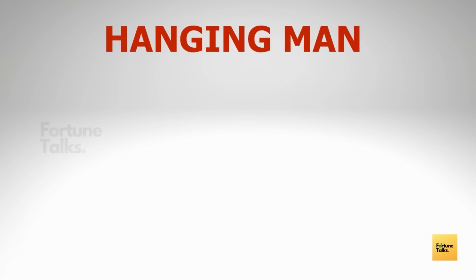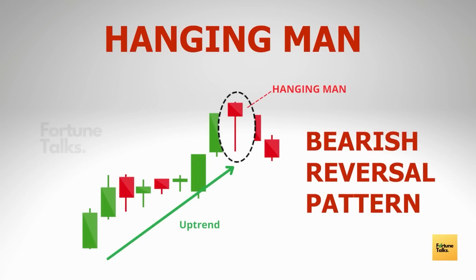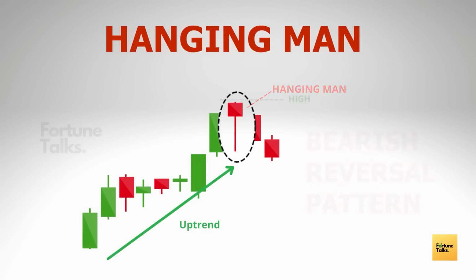A pin bar is said to be a hanging man when it appears at the top of a trend. Similar to the hammer pattern, the hanging man is also a reversal pattern, except the fact that it is a bearish reversal pattern. A hanging man signals the market high. Here's how you should visualize the hanging man pattern.